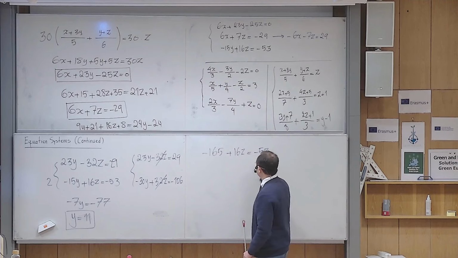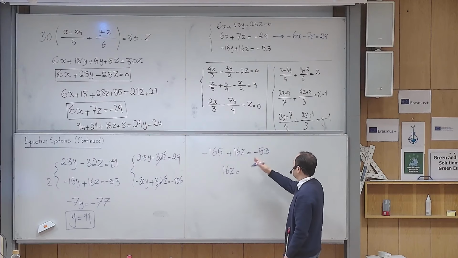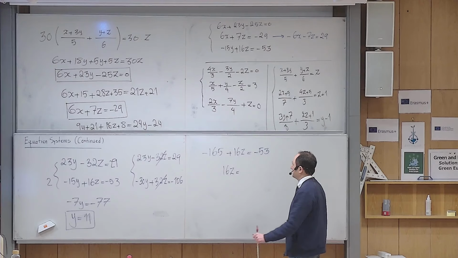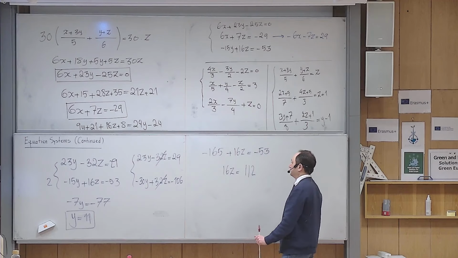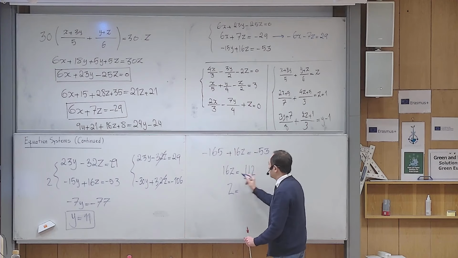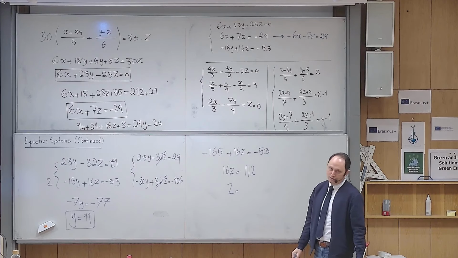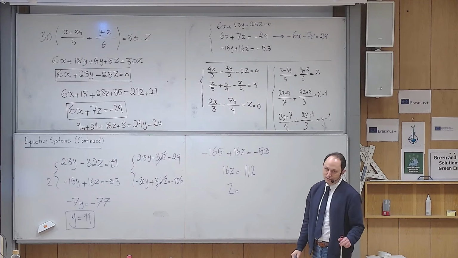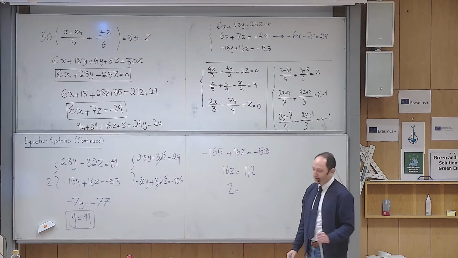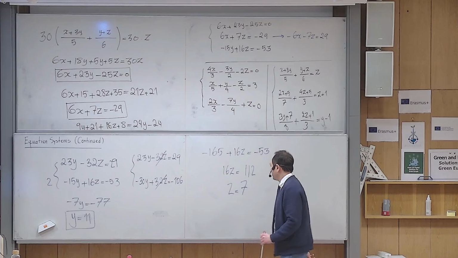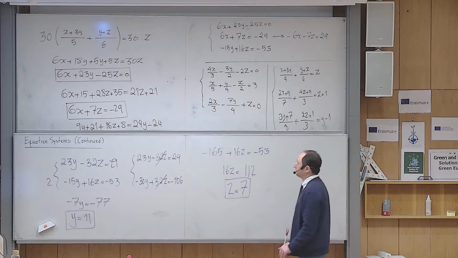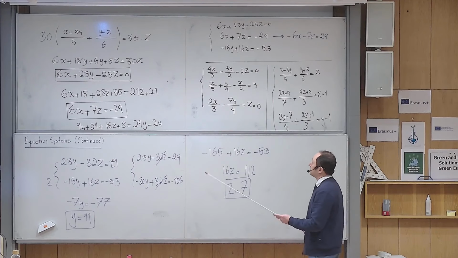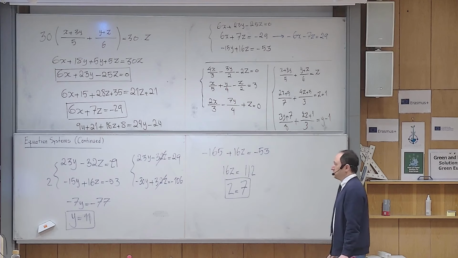So I move this to the other side. 16z is equal to 165 minus 53. What's the answer? 112. And then z becomes 112 divided by 16, which is 7. Yes, 7. You are enjoying math now. So z is 7, and then unfortunately x is missing.